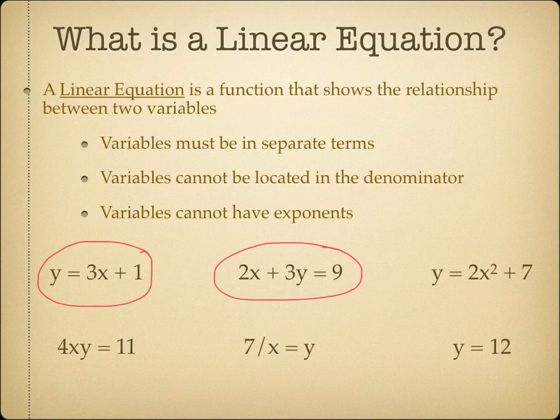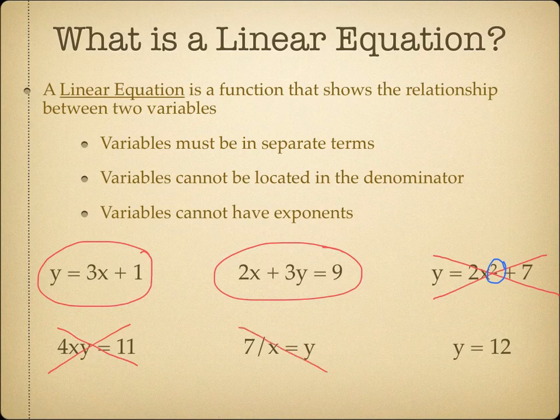This next one, though, 2x squared plus 12, is not a linear function because of that pesky exponent right there. That's actually a quadratic function because it has a power of 2. So that violates the last rule. Variables cannot have exponents. 4xy equals 11, also not a linear function because the x and the y are in the same term.